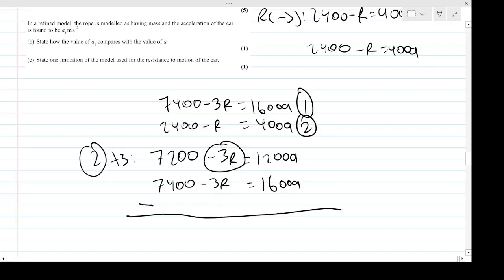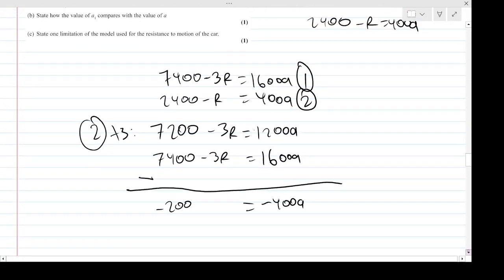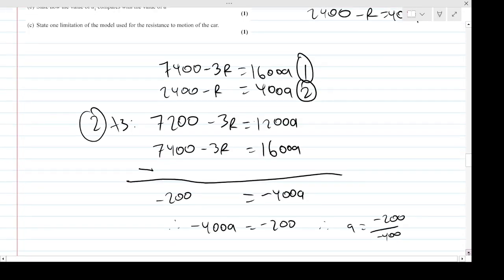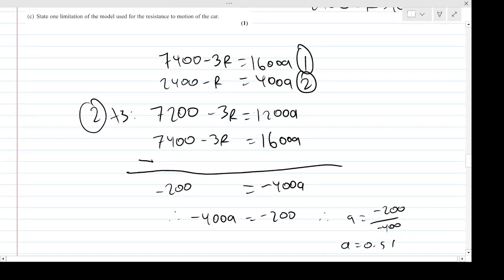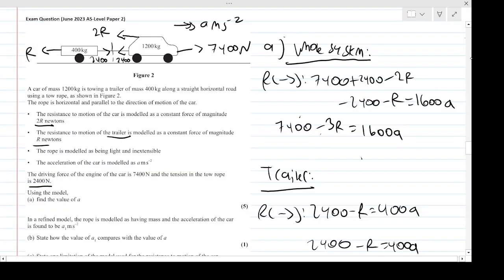So if I take these two away, then I get minus 200, then 0 equals, well, 1,200A take away 1,600A is minus 400A. So then I get the equation minus 400A is minus 200. So if I solve for A, I get A equals minus 200 divided by minus 400. Well, that's just a half. So A is 0.5 meters per second squared. So that is the A there.